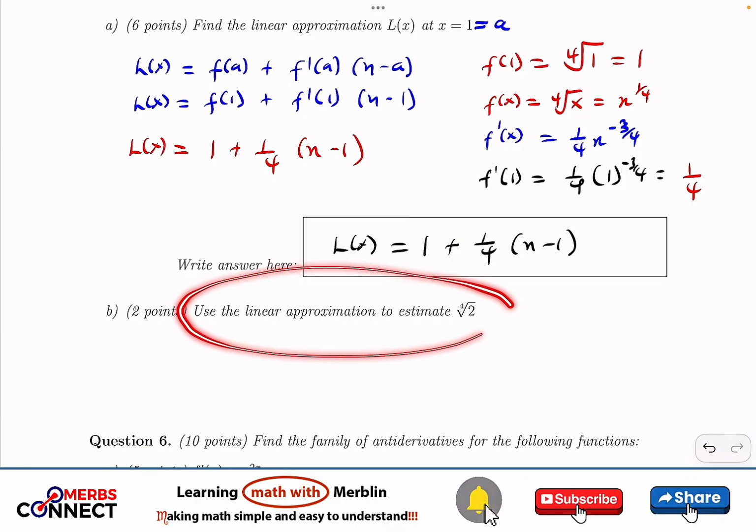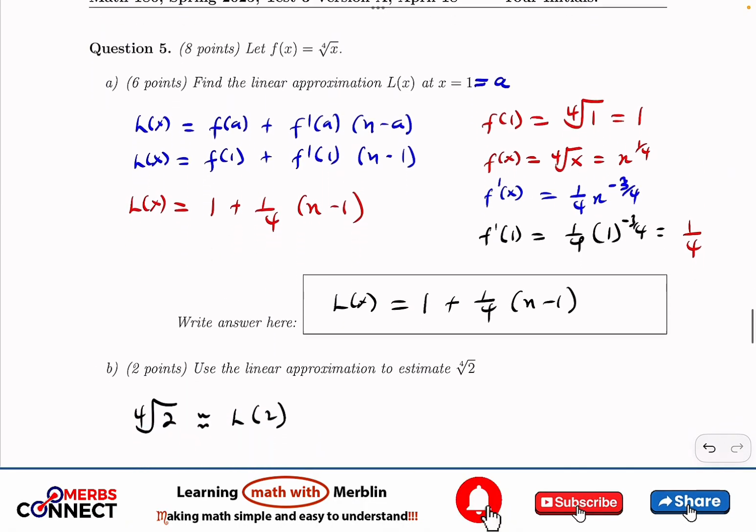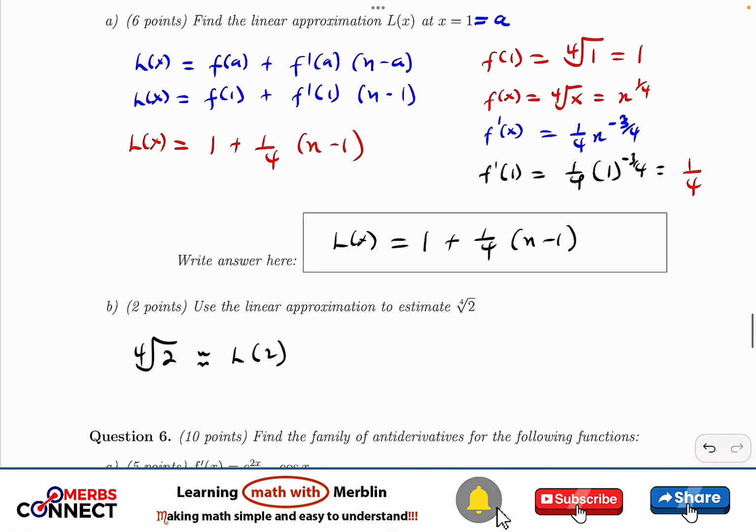Now we want to estimate this. So for us to estimate this, this is what's going to happen. Fourth root of 2 is approximately L of 2, right? Because now when you compare this to this, the fourth root of x and the fourth root of 2, you can see that this x is the same as 2, right? So it means that x is 2 here, so we need to plug in 2 here.